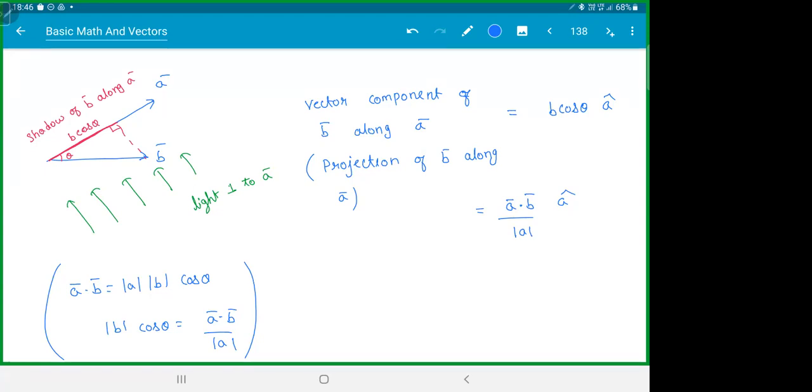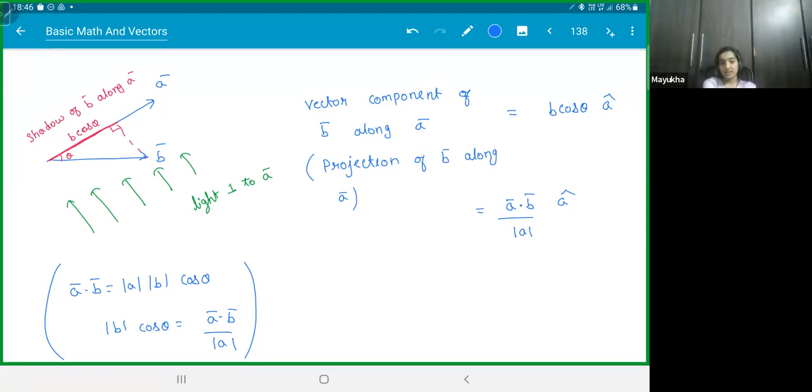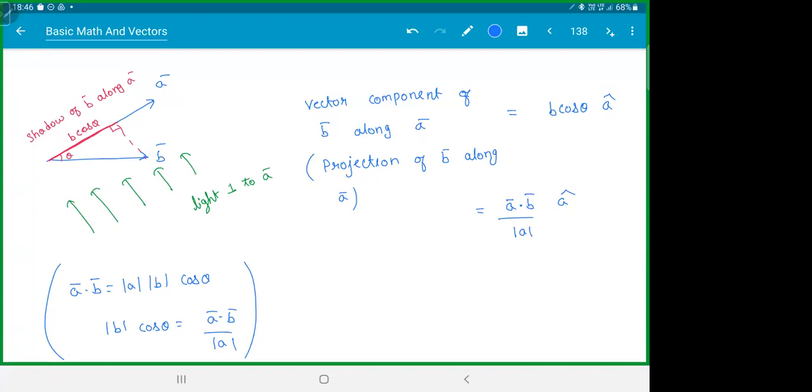Maulika: Sir, shouldn't it be B bar dot A bar? It is the same, right? A bar dot B or B dot A, both are the same. It won't matter.